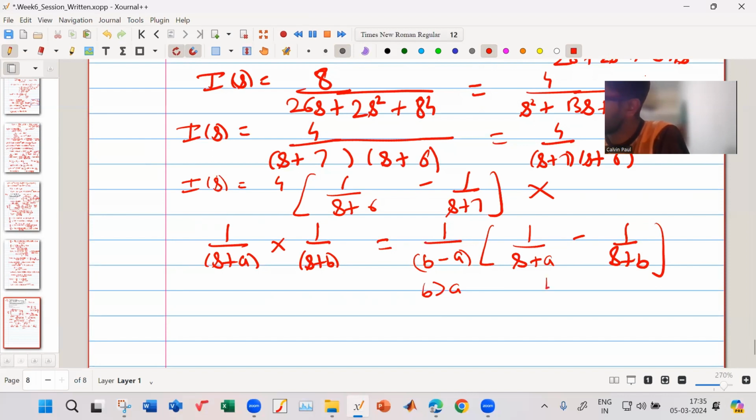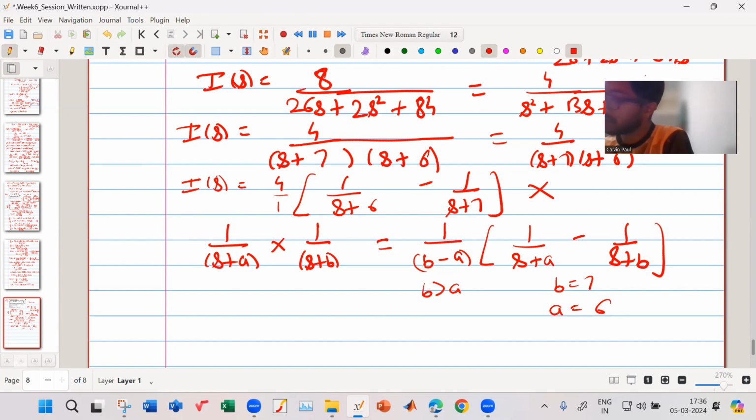So in our case, B is equal to 7 and A is equal to 6. That is why I have 7 minus 6, which is 1. So it comes out to be 1. So 4 divided by 1 into [1 upon (S plus 6) minus 1 upon (S plus 7)].